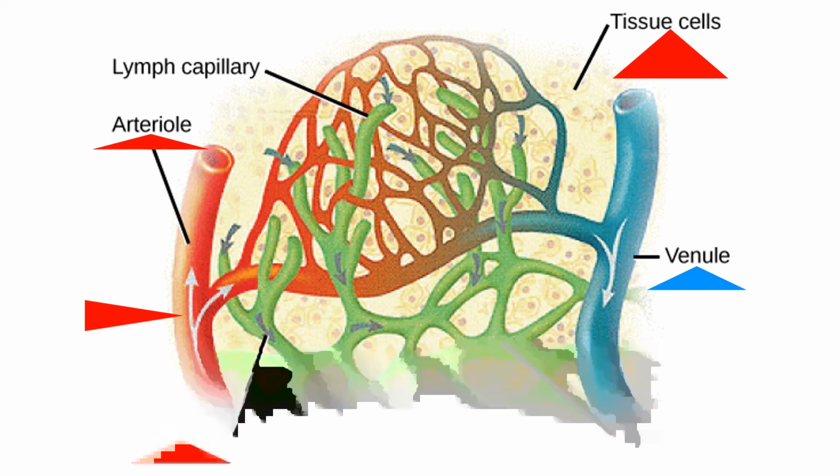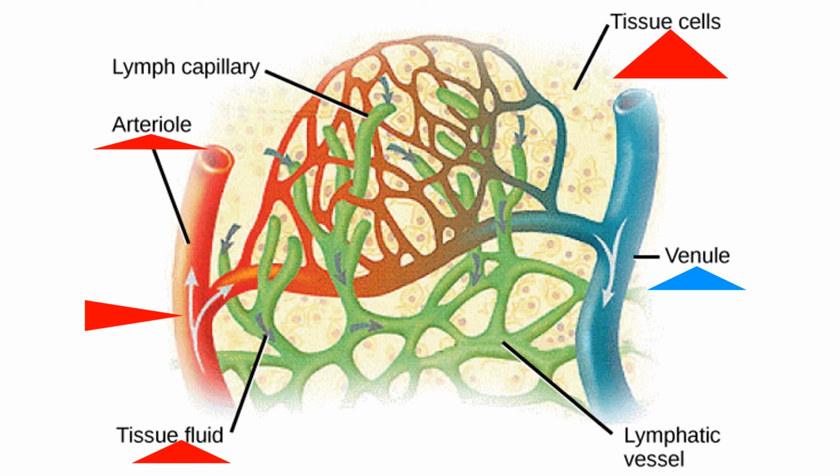And this is an image of continuity between the arterial side and the venous side, while in the heart they were totally separated. Here they are connected, and blood never leaves the vascular system.